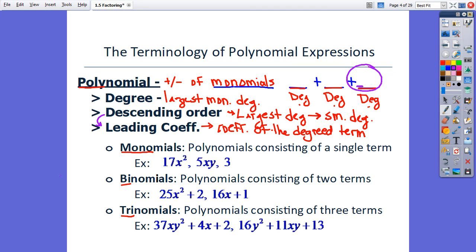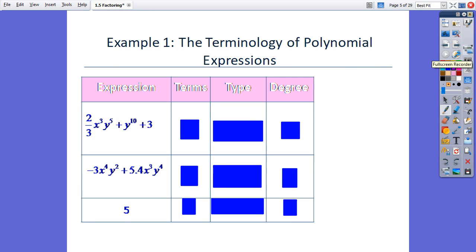So you can look at some of the examples of monomials, binomials, and trinomials below, but we're going to move on to some problems. So some of the questions that you may be asked is, how many terms is this potential polynomial made up of? What type of polynomial is it? And the biggest one is the degree.